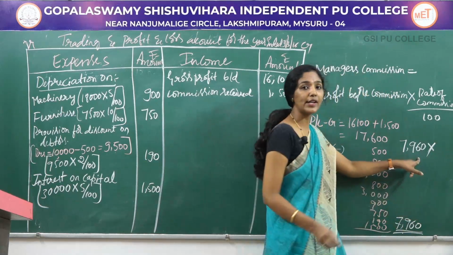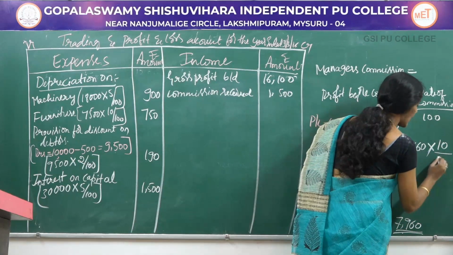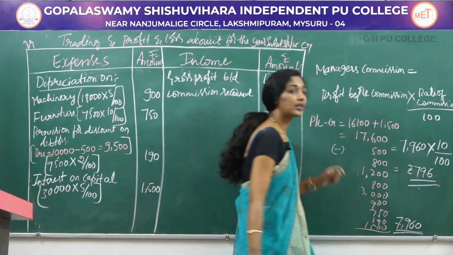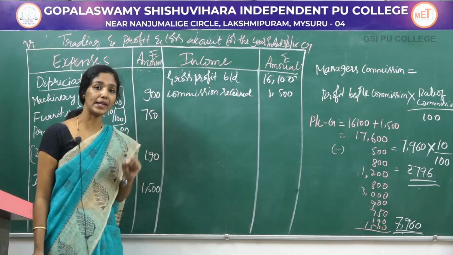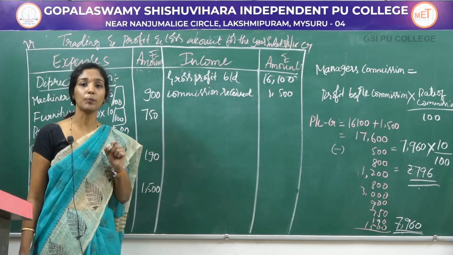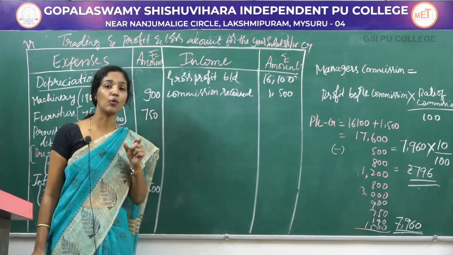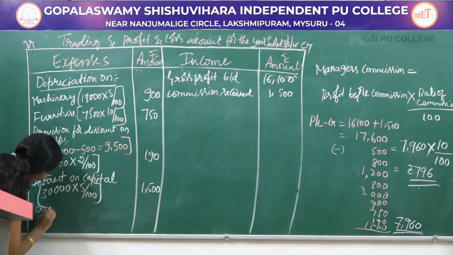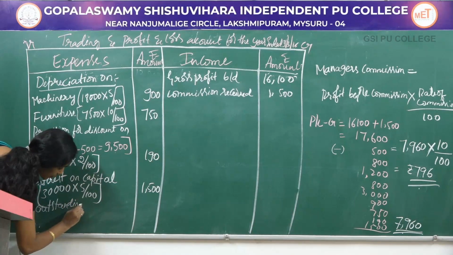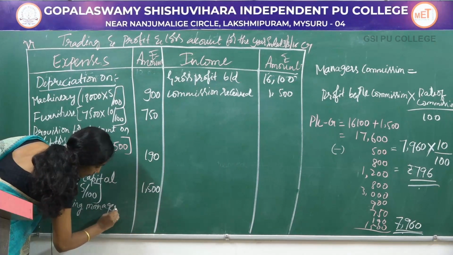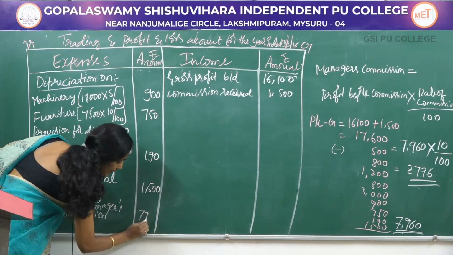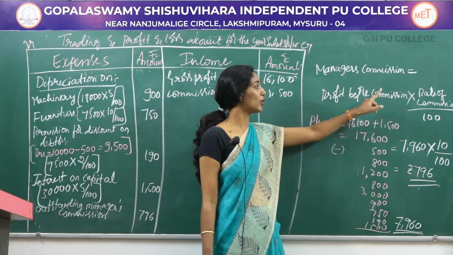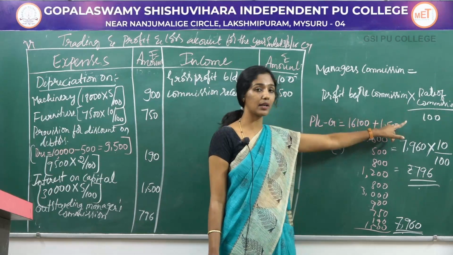7,960 into rate of commission is 10 divided by 100. So now you will get rupees 796. So this is the commission given to the manager at the end of the accounting period. So hence it should be considered as outstanding expenses. So on the debit side you have to record it as outstanding manager's commission 796. So I repeat, manager's commission equals profit before commission into rate of commission divided by 100.